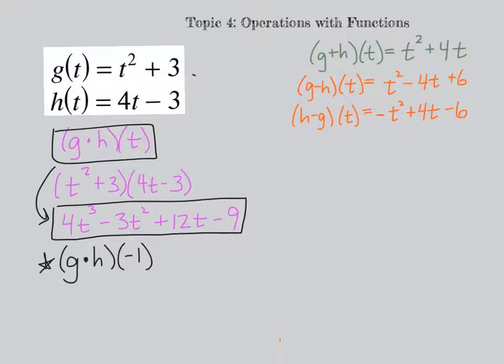So now, in order to evaluate it at negative 1, I'm going to take this function and literally plug in negative 1 everywhere that there's a t in these 3 spots. Now be careful since it's negative, so it's 4, and then we're going to cube negative 1, minus 3, then we'll square negative 1, plus 12, which is just multiplied by negative 1, minus 9.